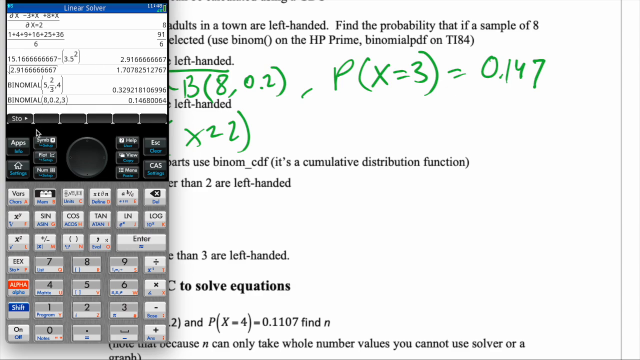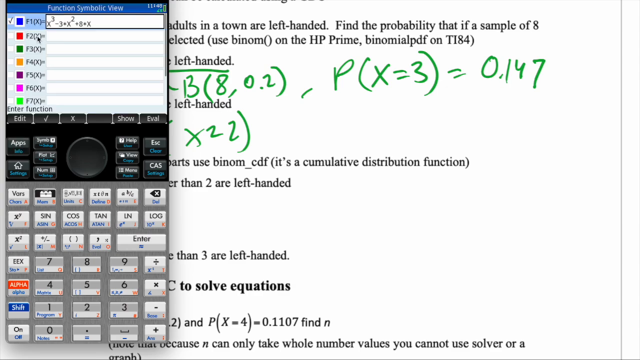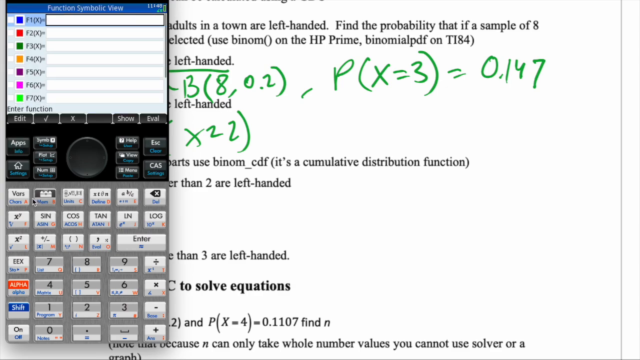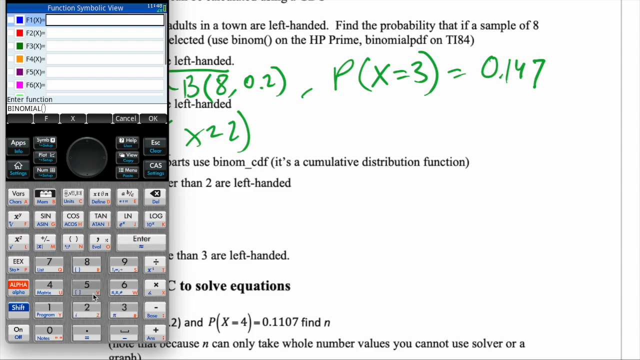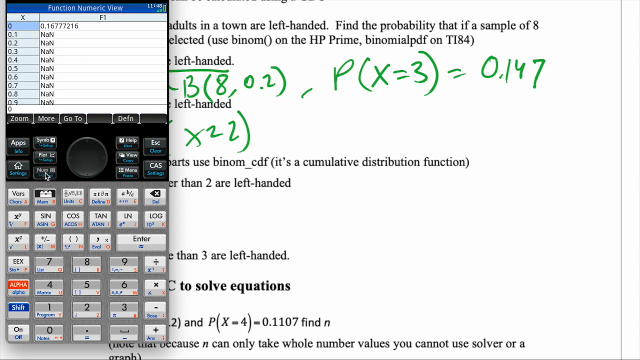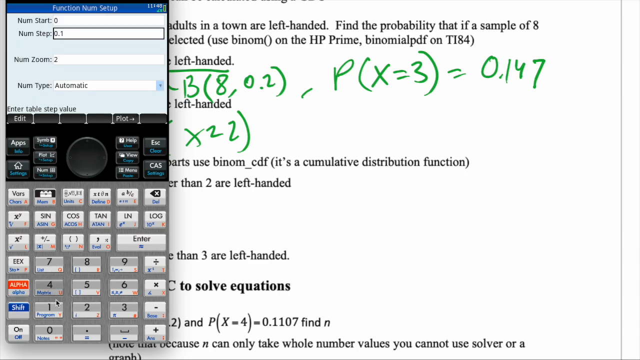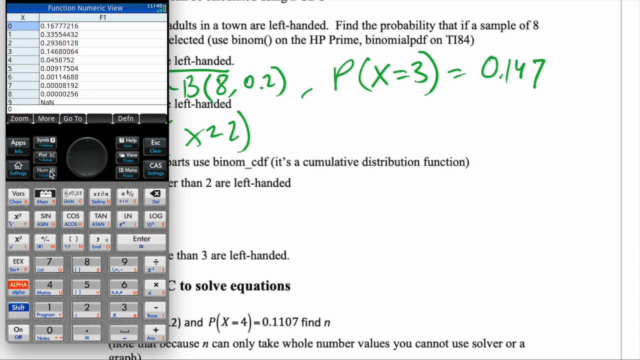Actually, you can also type these things in as a function. I'll show you that. So you can go to our toolbox, probability, density, binomial, type in 8, comma, 0.2, comma, and I'm going to type in x. I don't think we can graph it, or maybe we'll give you a bar chart. We'll check it in a second. But you can go to num, and actually let me just go to shift num to do some setups and go up by 1. Okay, let's go back there now.